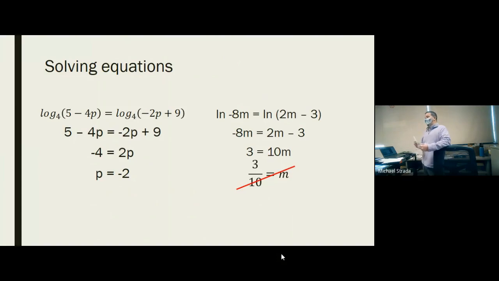The only thing you've got to really worry about with extraneous is that if you plug it back in, it gives you the log or natural log of a negative number, then it can't work. You can get a negative answer for natural log. That would be a decimal, but you can't get the log of a negative number.